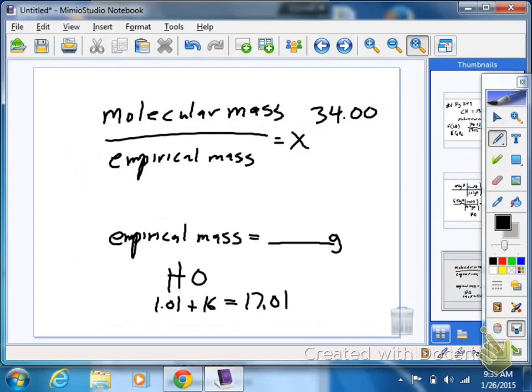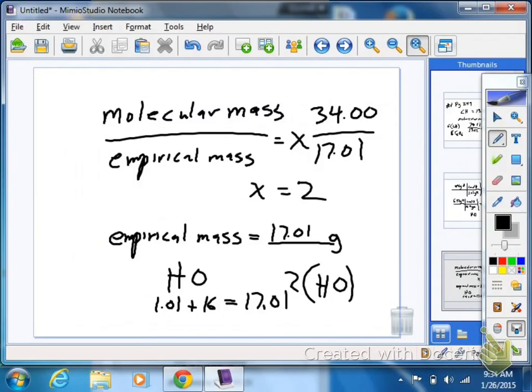34.0 divided by 17.01 gives us 2. So the 2 is our multiplier. We're going to take HO times 2, and that would be H2O2, and that's hydrogen peroxide. So those are the steps we would go through, and this is a pretty simple problem because we're just dealing with oxygen and hydrogen, so it's a pretty easy ratio to figure out. Any questions on that?